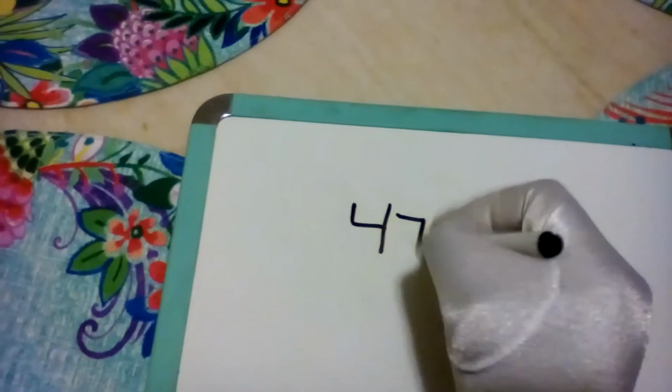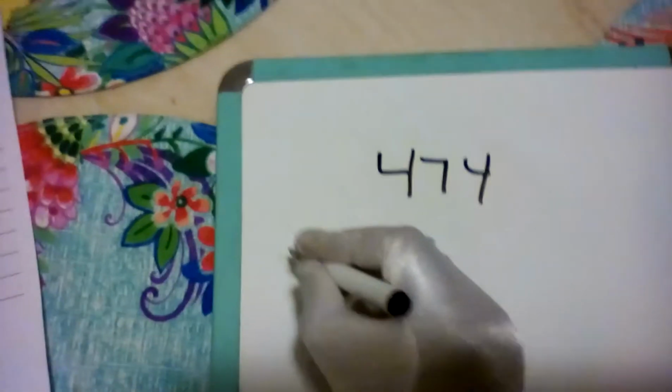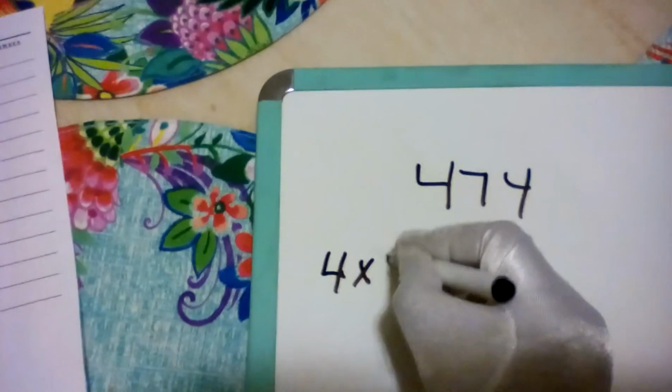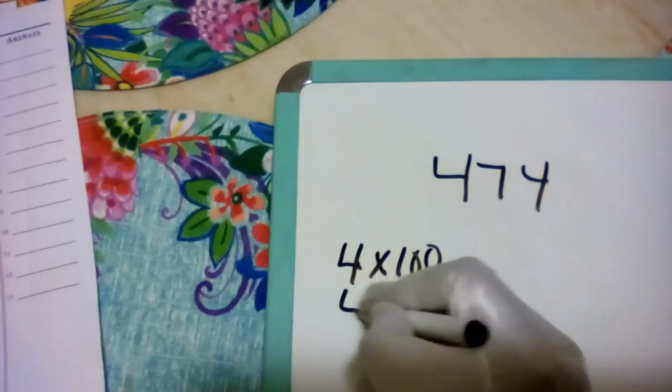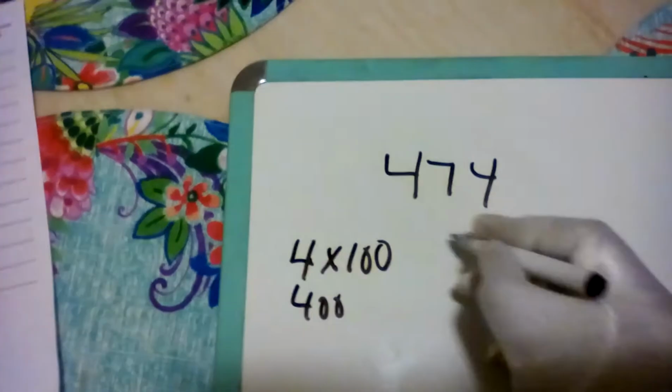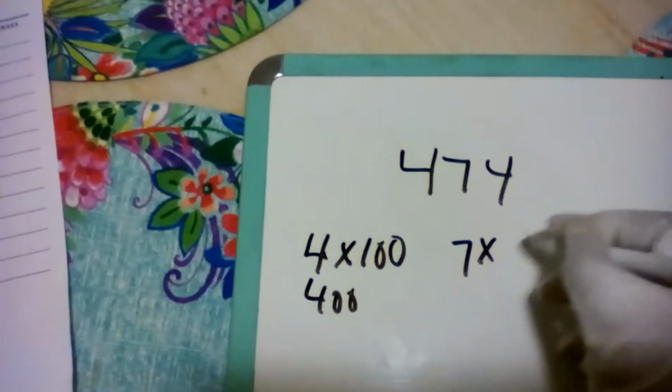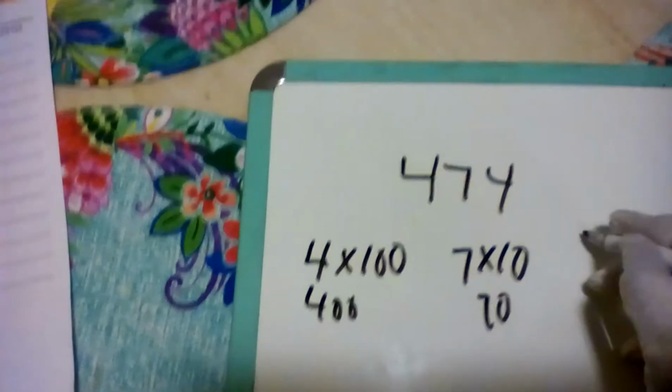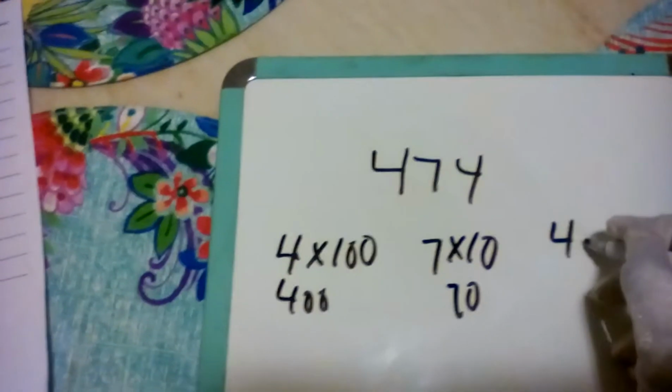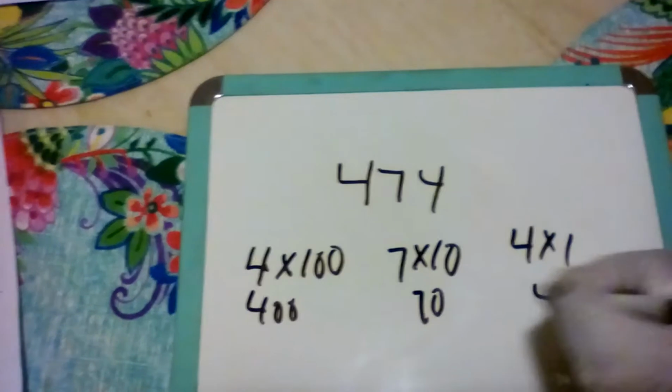So 474. Okay, so we're looking at the number 474. And we're really looking at it like what? 4 times 100, so that's 400. 7 times 10, which is 70. And 4 times 1, which is 4.